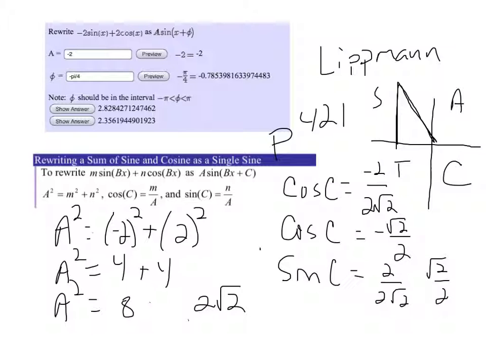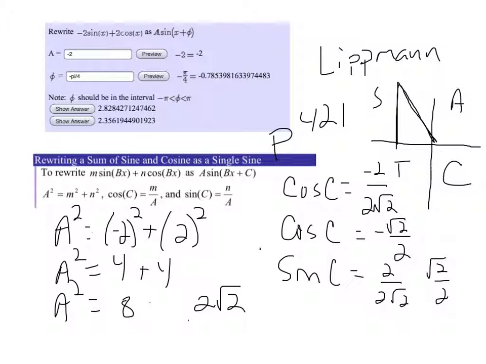What's important to note is that if the cosine is negative and the sine is positive, then we know that this has to be in quadrant 2, because remember, All Students Take Calculus. That's how you know what's positive in which quadrant. So I know in order for the cosine to be negative and the sine to be positive, it's got to be in quadrant 2 here.